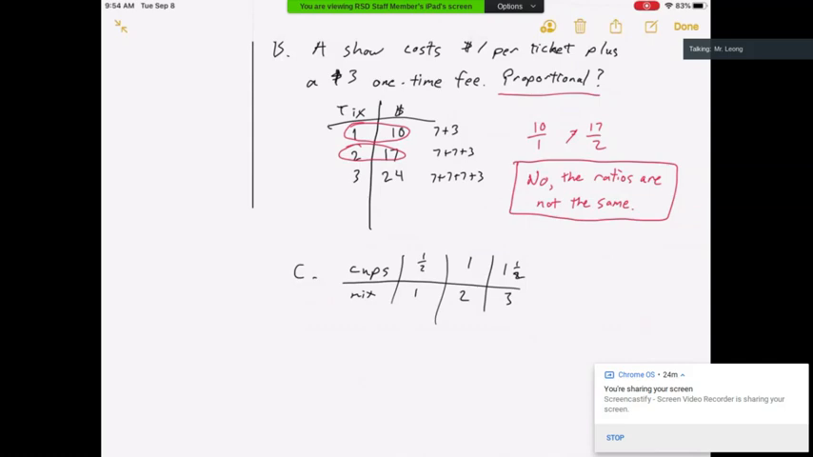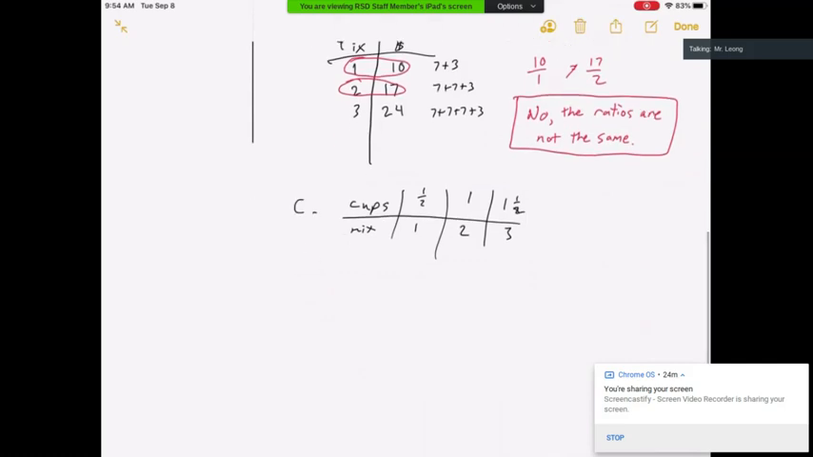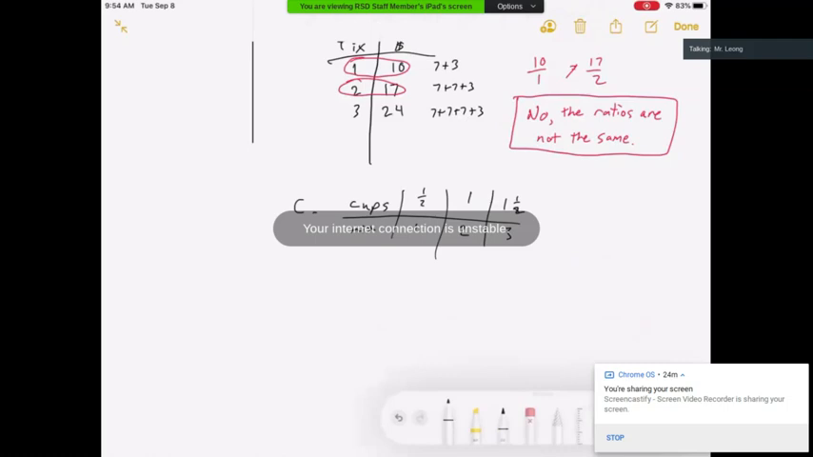Here we go. So I'm going to look at this. I'm going to do the ratio. I'm going to do cups to mix. Okay. So 1/2 over 1. That one's easy. Anything divided by 1 is just the same thing. So I know that simplifies to 1/2. Okay, this one. 1 over 2. So 1 over 2 is 1/2. So far, so good.